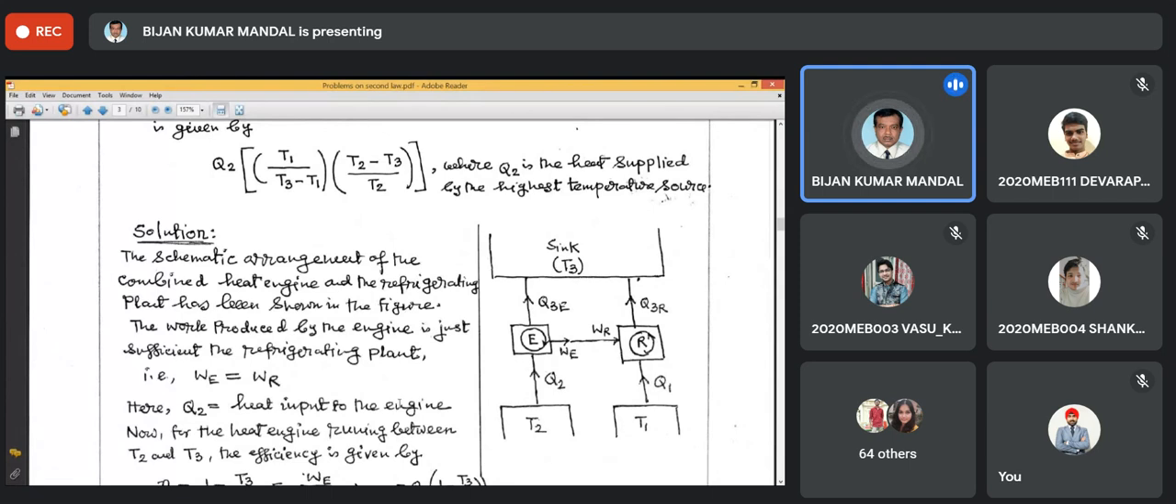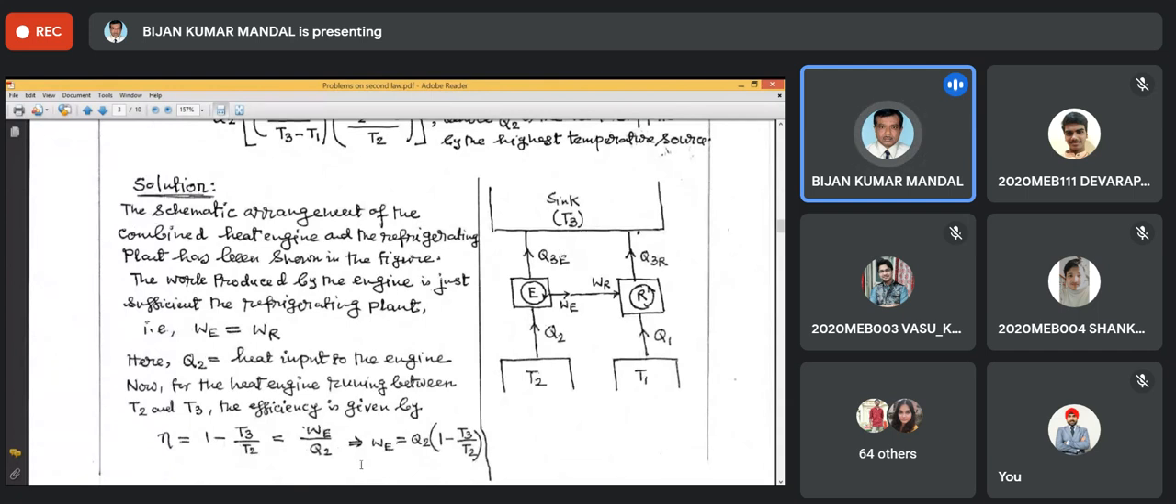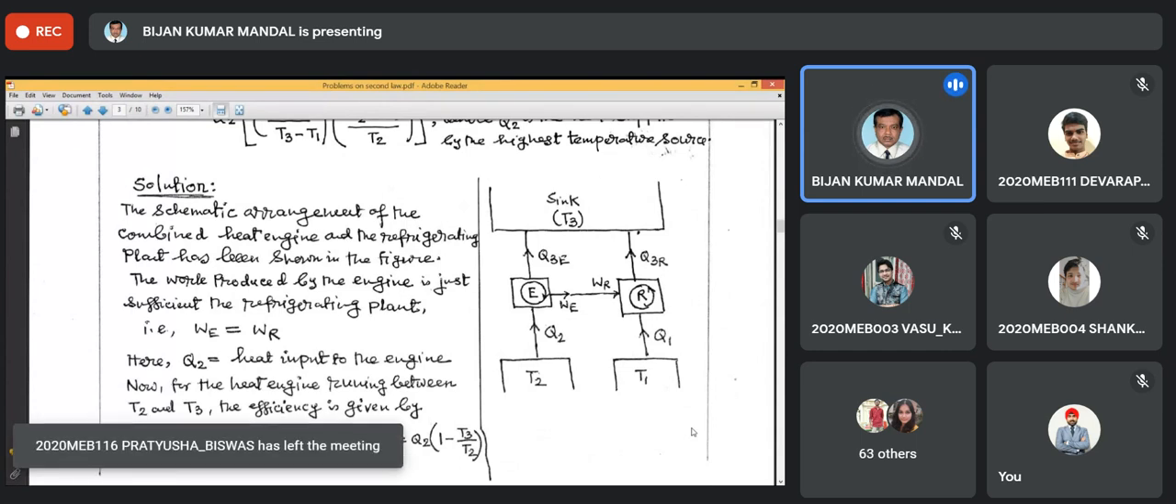The schematic arrangement of the combined heat engine and the refrigerating plant has been shown in the figure. The work produced by the engine is just sufficient to run the refrigerating plant. Therefore, WE is equal to WR. Q2 is the heat input to the engine, which is given, because we have to express the final expression in terms of Q2. So Q2 is given and all the three temperatures are given. And the work produced by the engine and the work required by the refrigerating plant are equal.